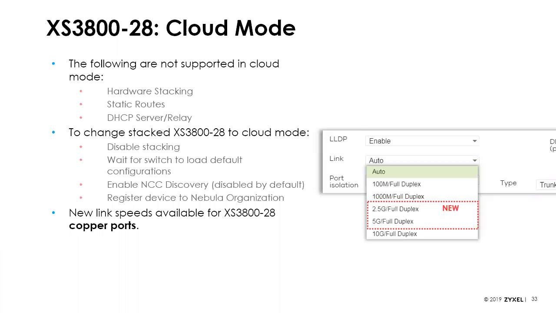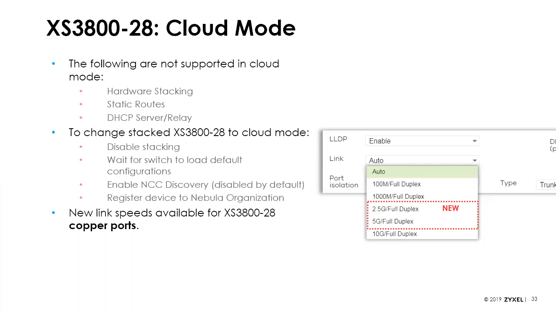You will see here that there are some features that are currently missing if you use it with Nebula management. So you'll miss out on hardware stacking, static routes, and DHCP server relay. So if you need those features, you do need to use this in standalone mode still. But if you don't need those, you can switch it over into cloud mode and manage it through Nebula.